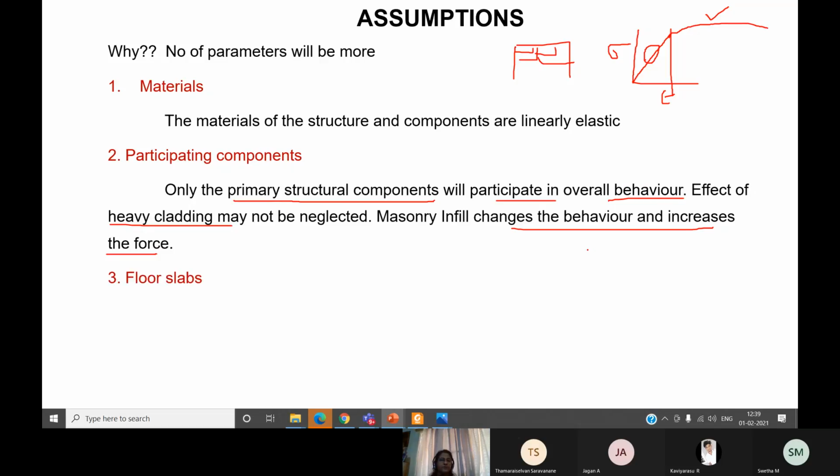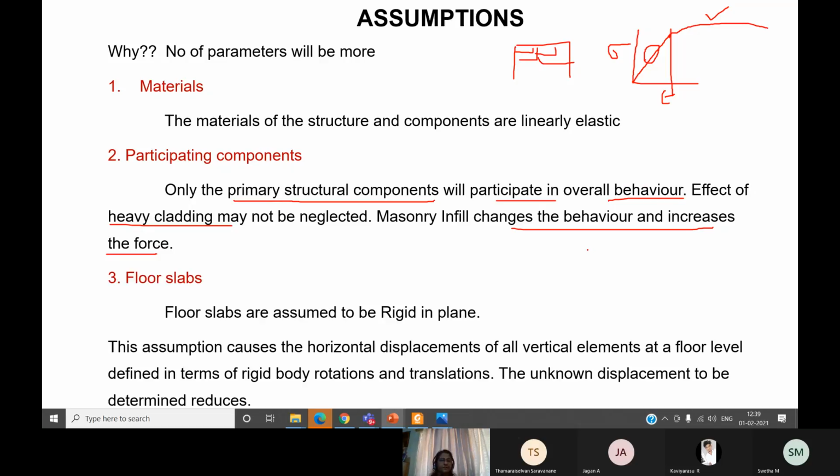That is one assumption. Another assumption is that the floor slabs are assumed to be rigid in plane. Why am I talking about all this? This is very important for you. When you model it, when you do an analysis, you should understand that these are the assumptions that we make in it. The floor slabs are assumed to be rigid in plane. What's the meaning of this? This is a very, very important assumption. So what does it mean?